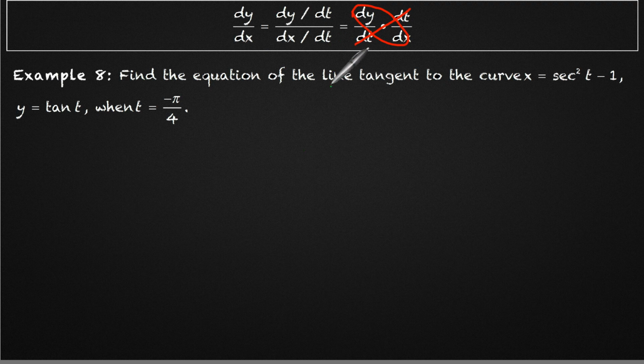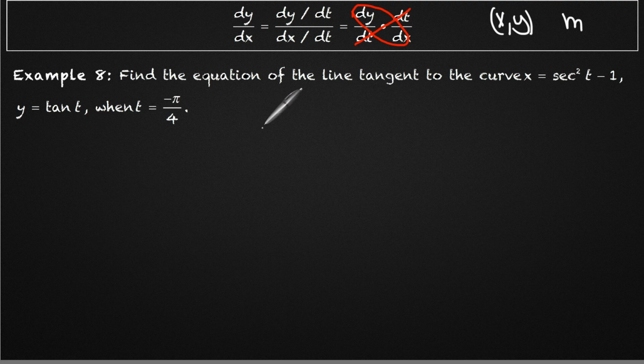So let's apply this to example 8. Find the equation of the line tangent to the curve x equals secant squared of t minus 1 and y equals tangent of t when t equals negative pi over 4. So we're writing a tangent line, so the same rules apply. We are going to need 3 things. We're going to need the x coordinate, we're going to need the y coordinate, and we're going to need m, the slope. Let's just go ahead and get x and y out of the way now.